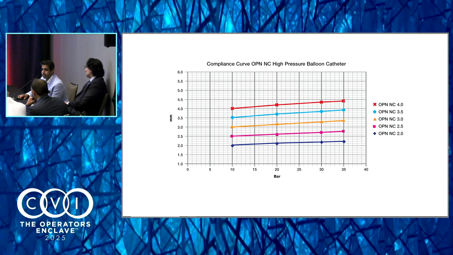My take-home point is every lab in the U.S. should have OPN NC on the shelf, given that you may not be able to expand your stent. Number two, you should image routinely in these cases so you can size appropriately and use it safely.